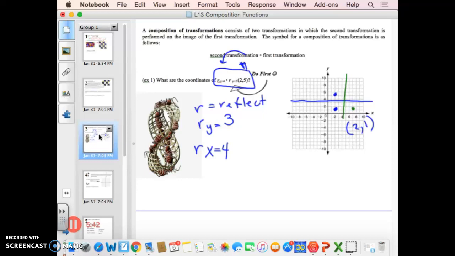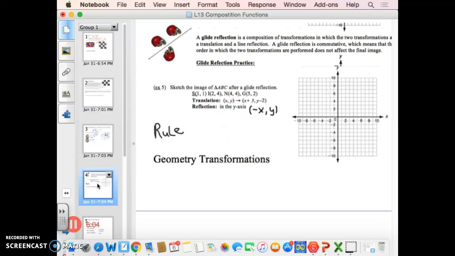So my new, sorry, it should be here, at 6. It's hard for me to see this. So it should be at 6, 1. That's my final location. Now this next example we're going to do is in your packet.